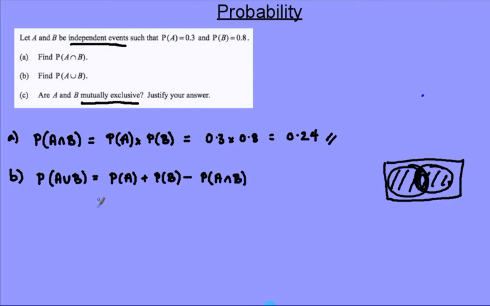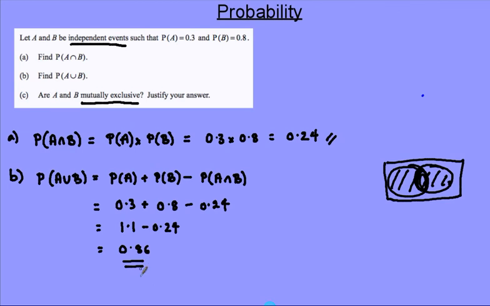That's the addition rule. And of course, we've already figured out the overlap, 0.24 there. So we should be able to suggest that what we've got is, and that's going to give us 1.1 minus 0.24, which I believe is 0.86.